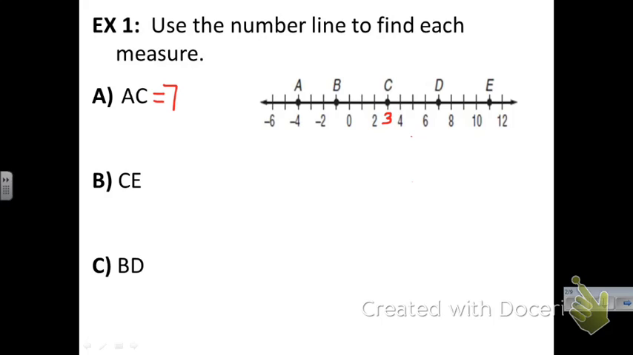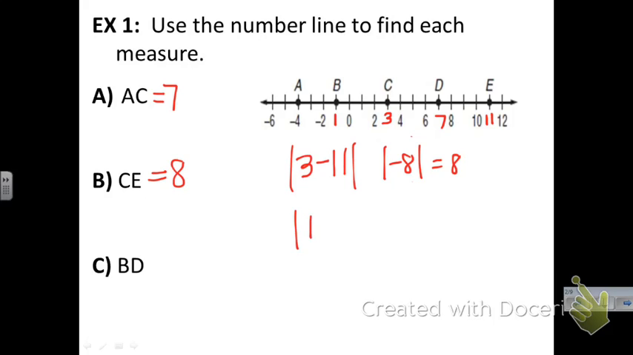On B, we can go back to just counting. From C to E, we go from 3 to 11, so that is a distance of 8, or we could take 3 minus 11 and take the absolute value, which would give us -8, so our distance is 8. And then from B to D, it goes from -1 to 7, so we can go -1 minus 7, we get -8 there. And the absolute value of -8 is 8. Or you could just simply count from B to D.